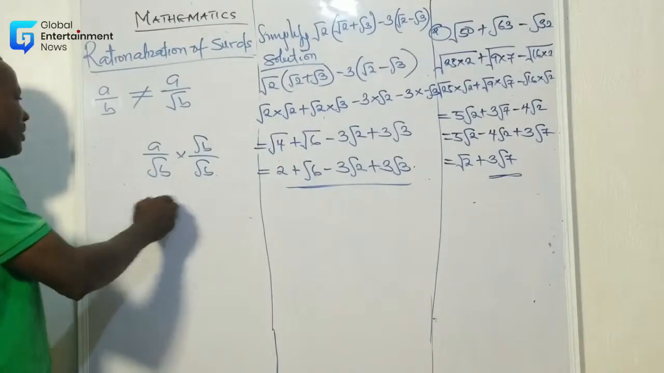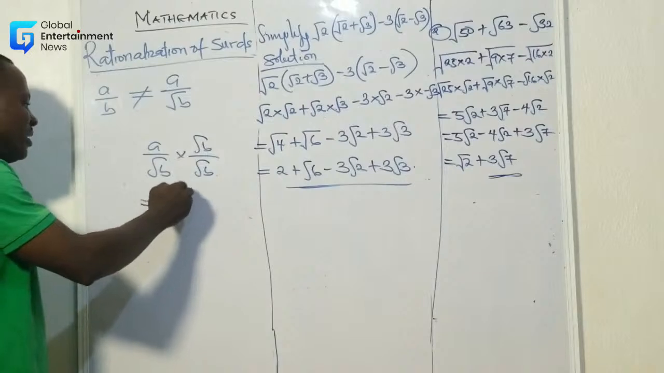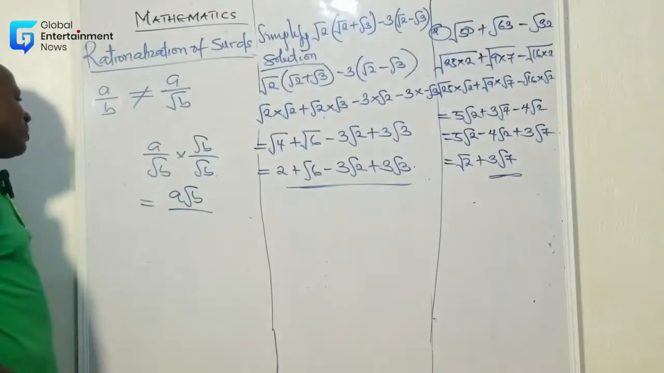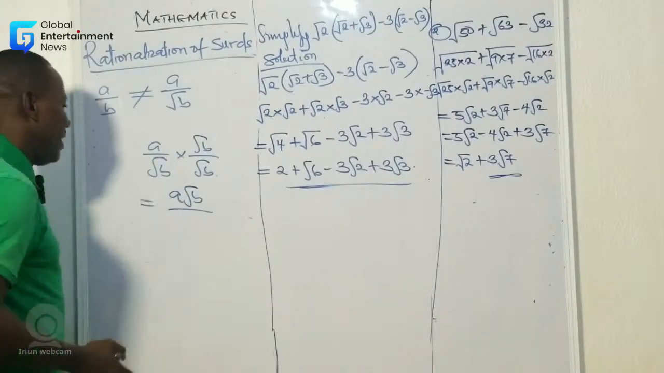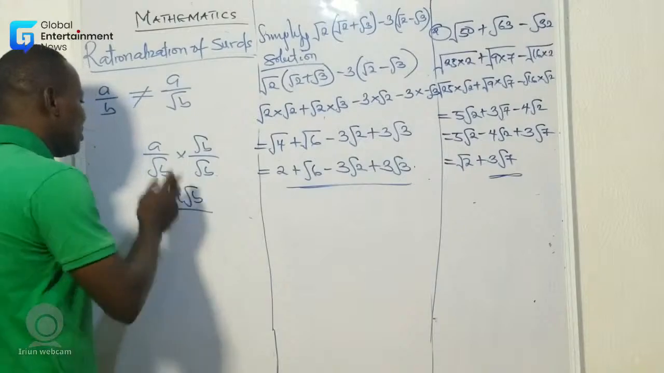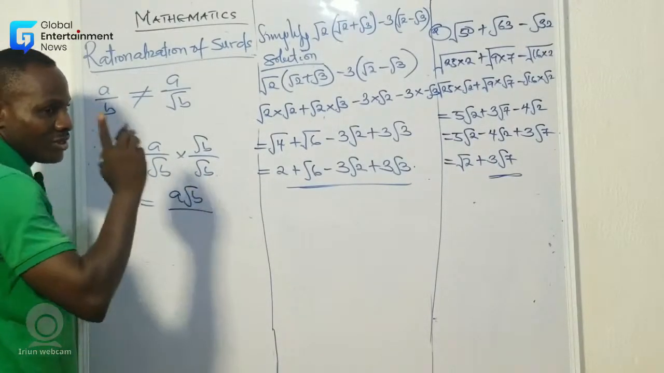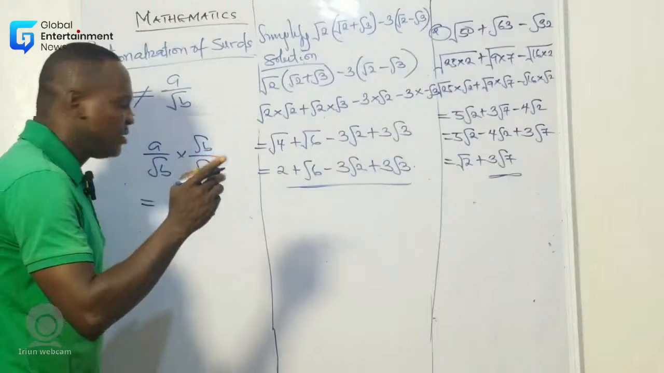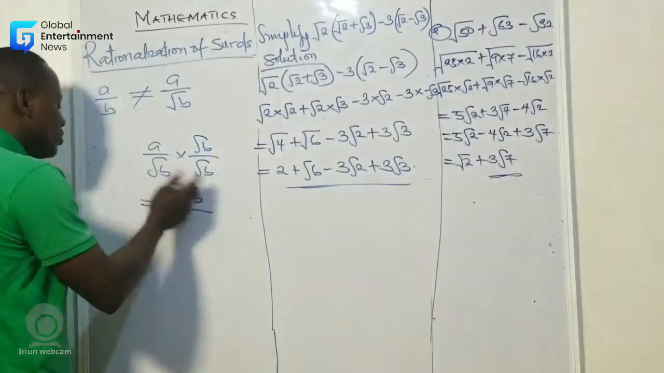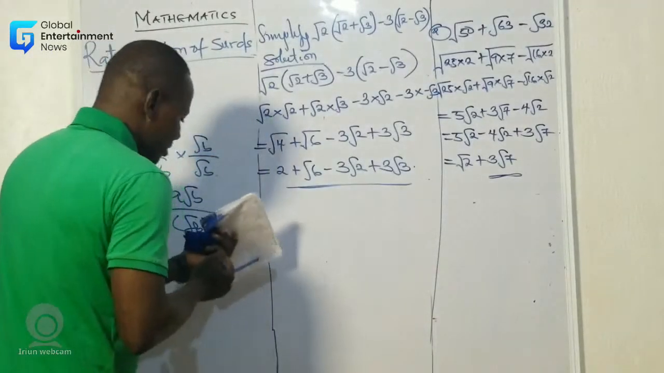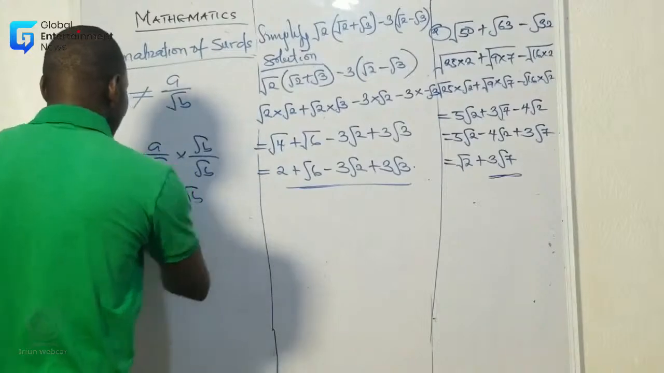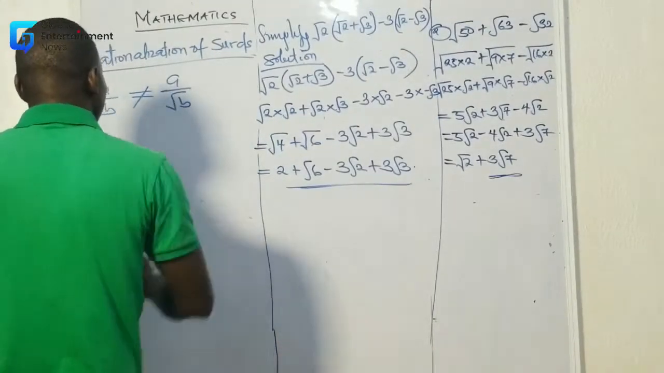And then what do we get here? A times root b is what? A root b. And this one is going to give me what? Root b times root b is what? That is going to give me root b squared. But that is not where we are going.